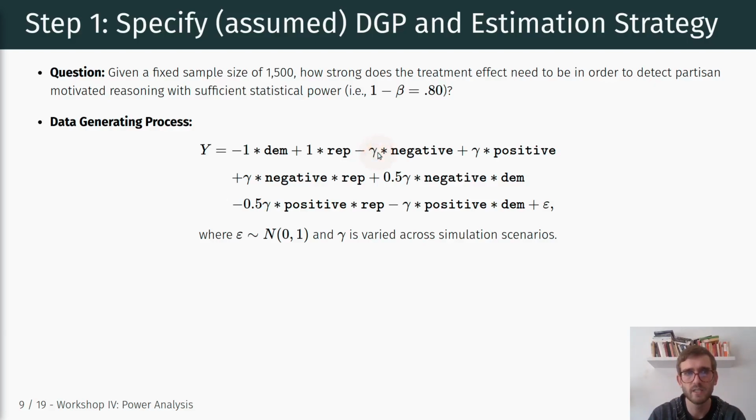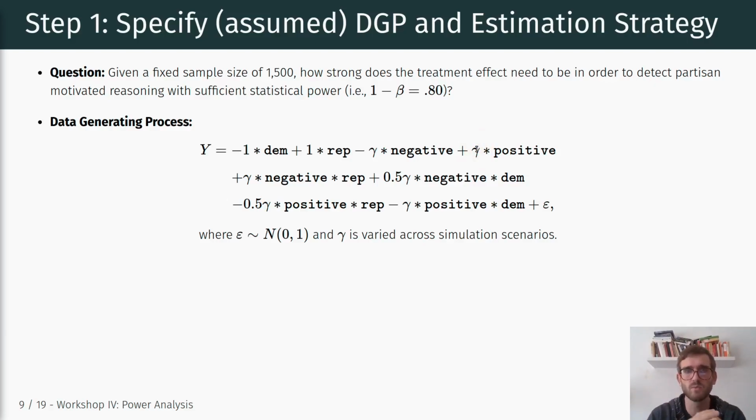As you can see here, the negative treatment is assumed to have a negative effect, the positive treatment is assumed to have a positive effect, and now the question is, how large is this effect? What we're going to look at is a range of possible effects, where gamma will range from 0.1, so it's very small, up to 1. To think about why we chose this, think about it in relation to the effect of partisanship.